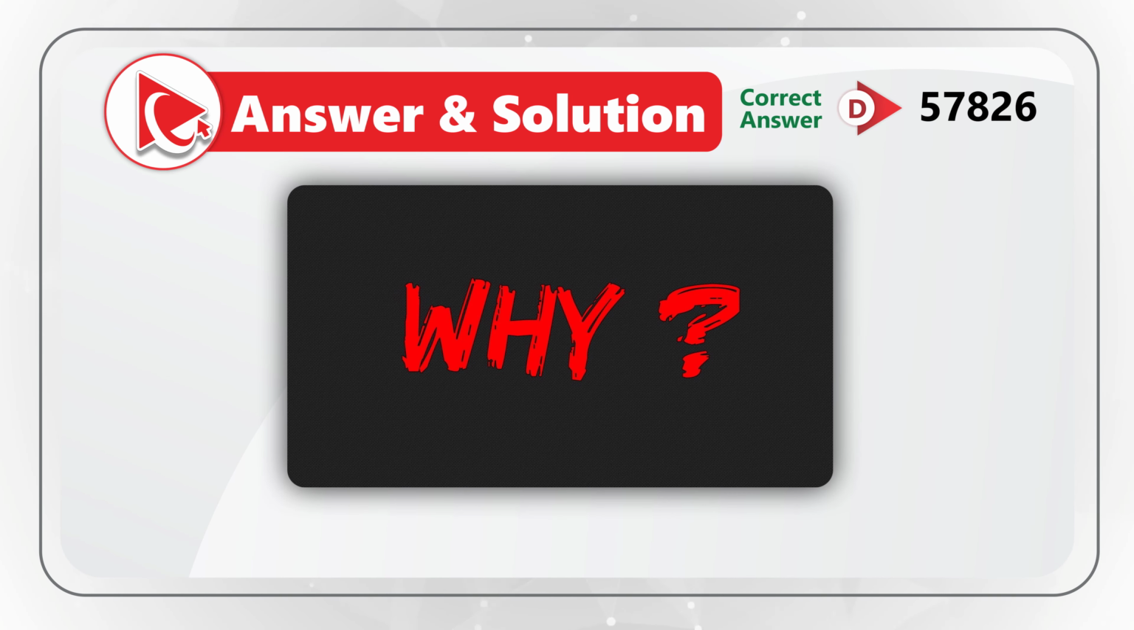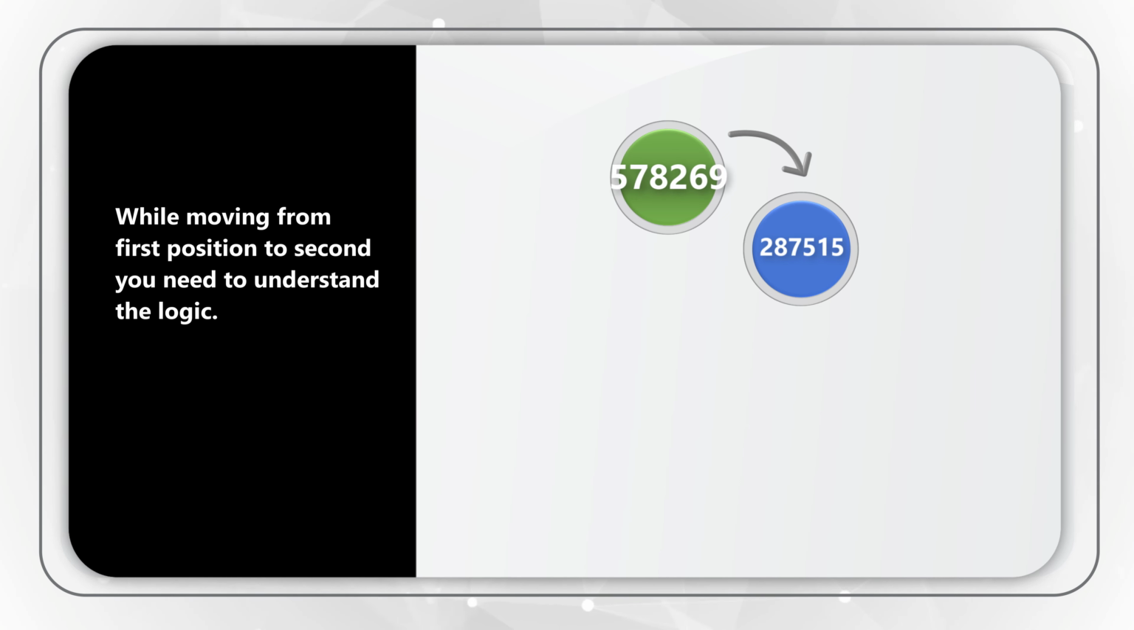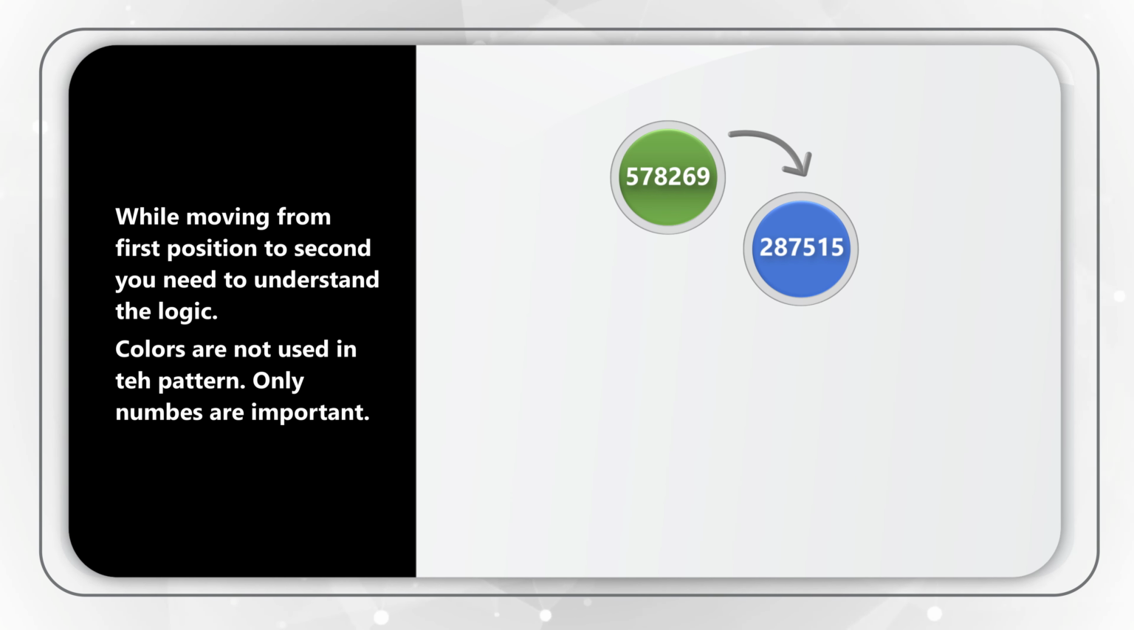To understand why, let's look at the pattern. As ball rolls from first position to the second, and we transform from digits 5, 7, 8, 2, 6, 9 to digits 2, 8, 7, 5, 1, 5, we need to understand the logic. As you might have suspected, the colors are not used in the pattern, and they're there just to deceive you. Only numbers are important. And to complete the transformational pattern, we need to do it in 3 steps. Step 1.